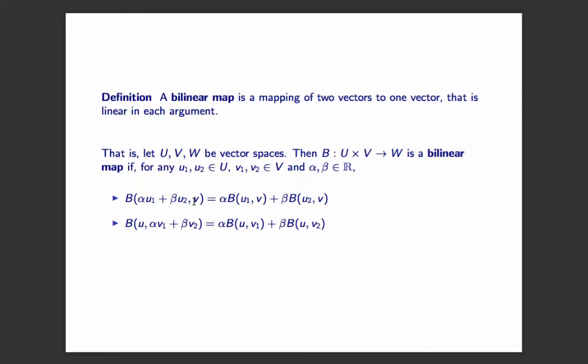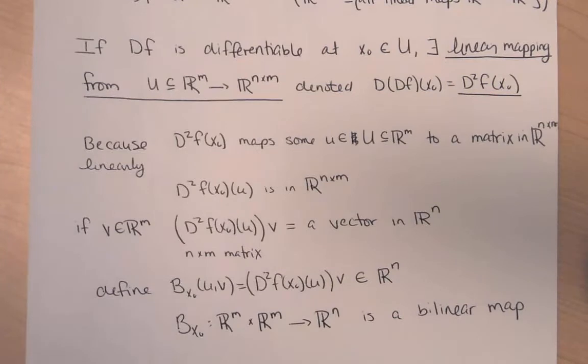Right? So as noted, the second derivative represents a bilinear map. By the way, the third derivative would represent a trilinear map, a map that's linear in three arguments. The fourth derivative represents a quadlinear map. You get the idea. Okay, so now that we've seen a formal definition of what we mean by a bilinear map, let's just quickly review how the second derivative can be thought of as a bilinear map.